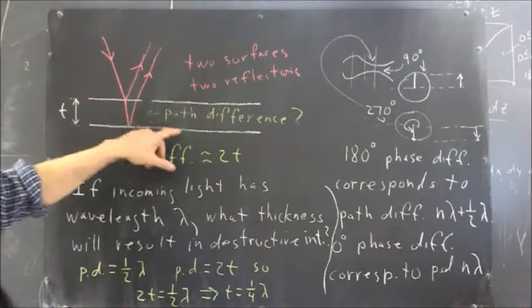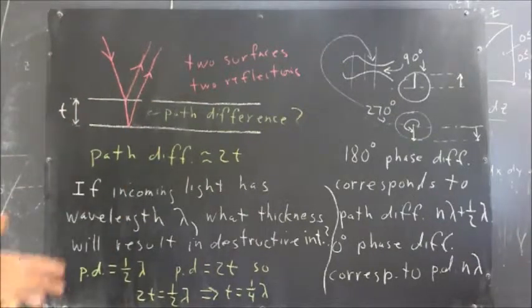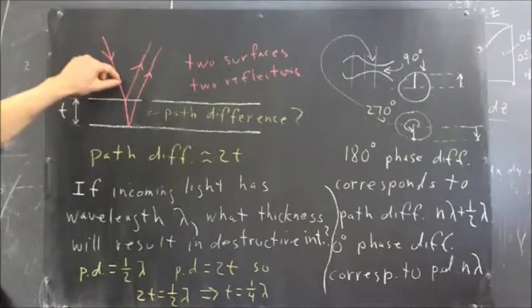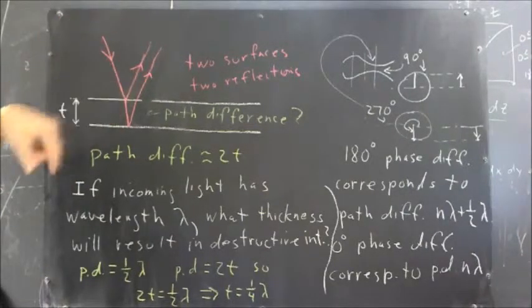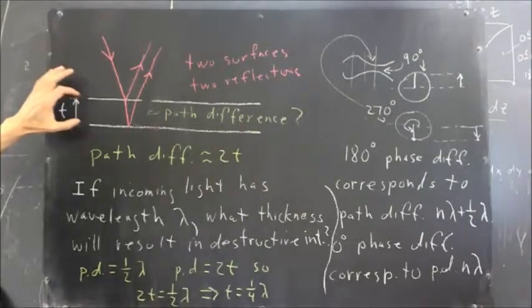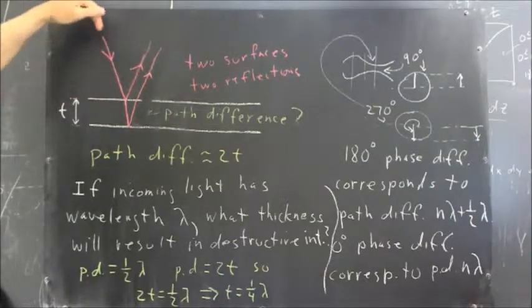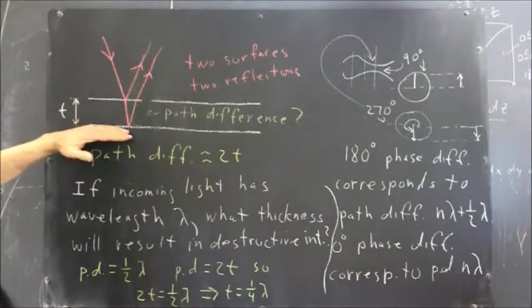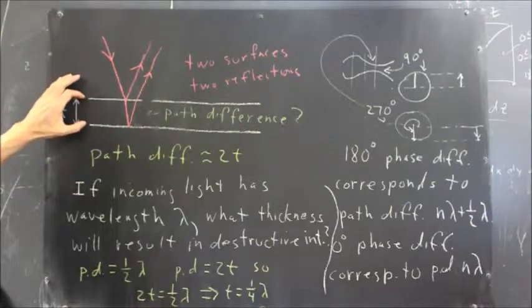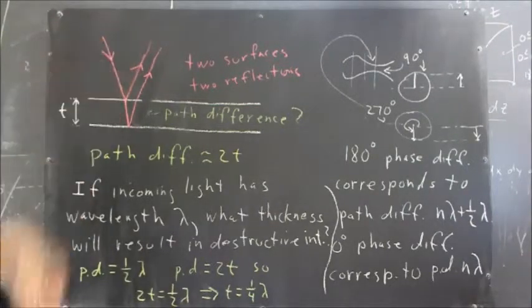We ask what is the path difference here? Okay, and what path difference then would result in destructive interference, because the goal of this material is to reduce glare. So it's reducing the reflections that come off of whatever this is. Typically you'd have glass down here. You have a thin coating on the glass that accomplishes the goal of reducing glare.